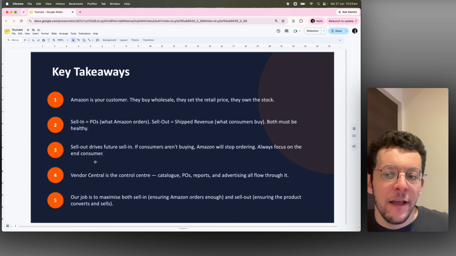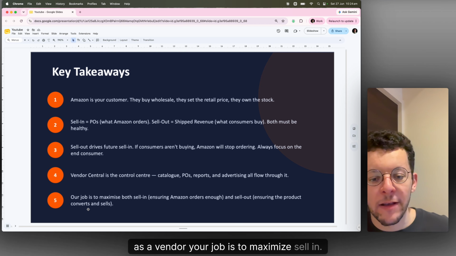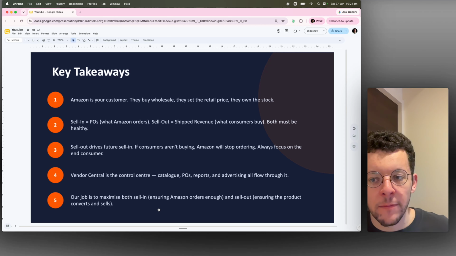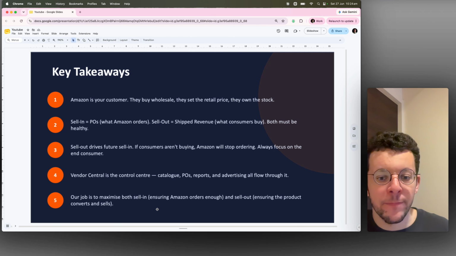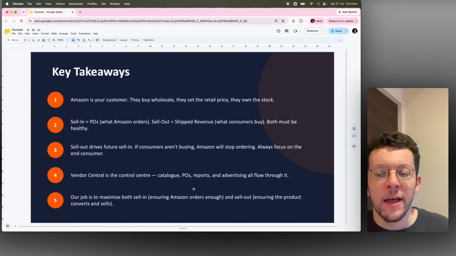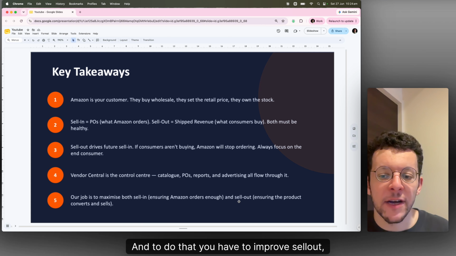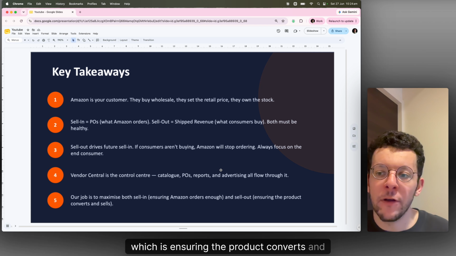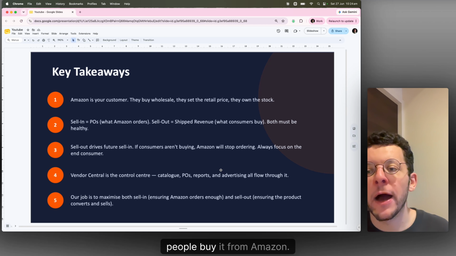And then, as a vendor, your job is to maximize sell-in. Ultimately, that's what you will invoice, and this is what the purchase orders you get are for. And to do that, you have to improve sell-out, which is ensuring the product converts and people buy it from Amazon.